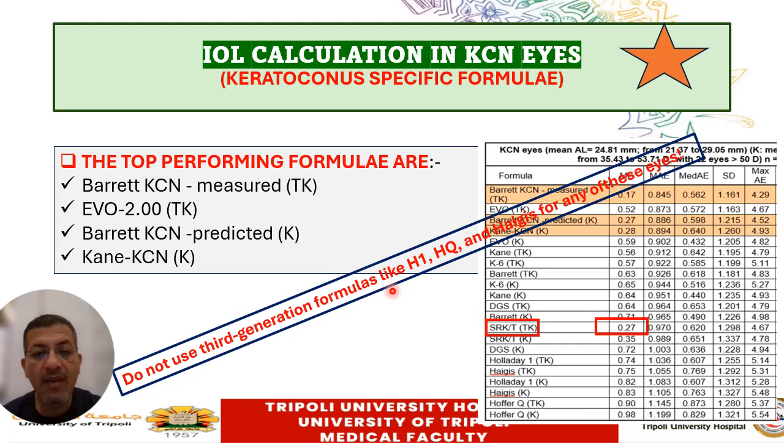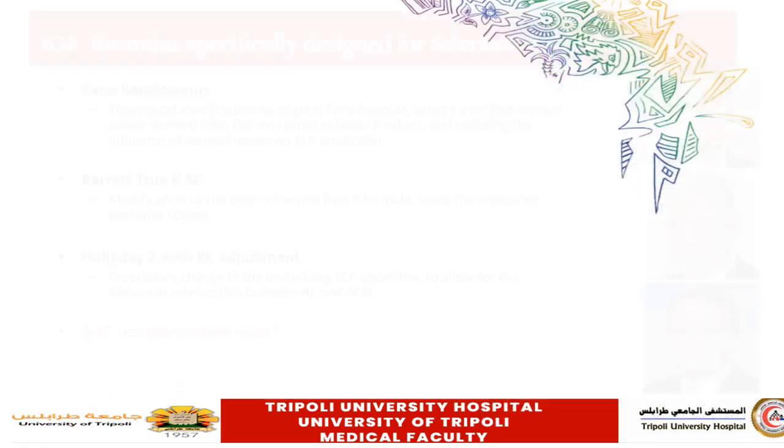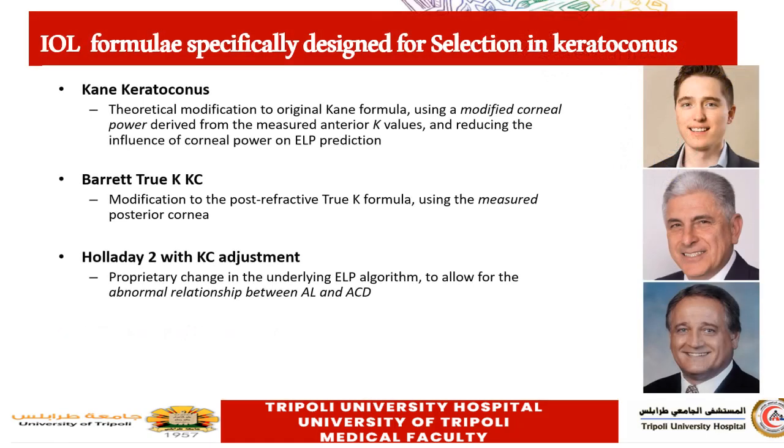So generally, it is advised not to use the 3rd generation formulas so far, and better to stick to the 4th and 5th generation IOL formulas. The 4th generation formulas that are specific for keratoconus include the Kane keratoconus formula, the Barrett True-K KC formula and the Holladay 2 K KC adjustment, and they adjust their formula to be suitable for patients with keratoconus.